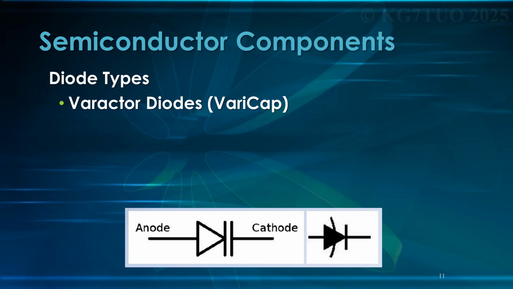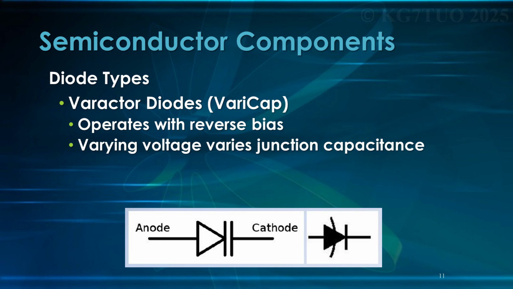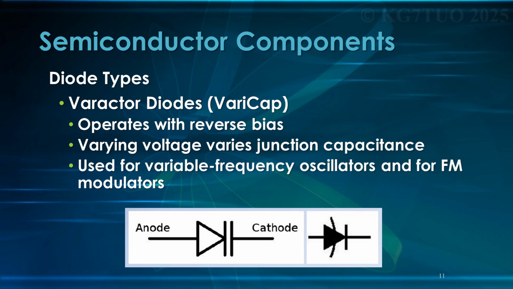Okay, it operates with reverse bias. So it goes opposite direction of the others. I have no idea why you need that. There's guys that design radios. But look, nothing yellow. They're used for variable frequency oscillators and for FM modulators.